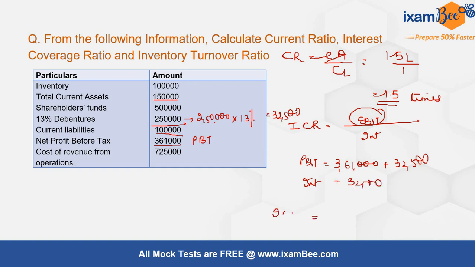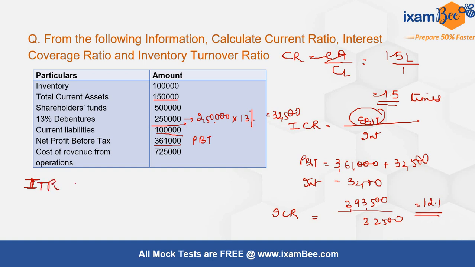So the interest coverage ratio would become 3,61,000 plus 32,500, which is 3,93,500 divided by 32,500, which will give you the answer of 12.1 times. So profits are 12 times the interest, which is a very good interest coverage ratio, right? So profits are capable of covering 12 times the interest payment.